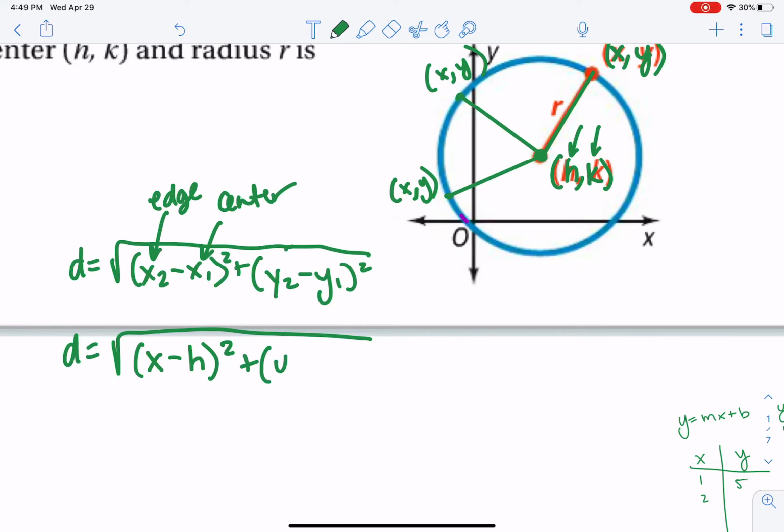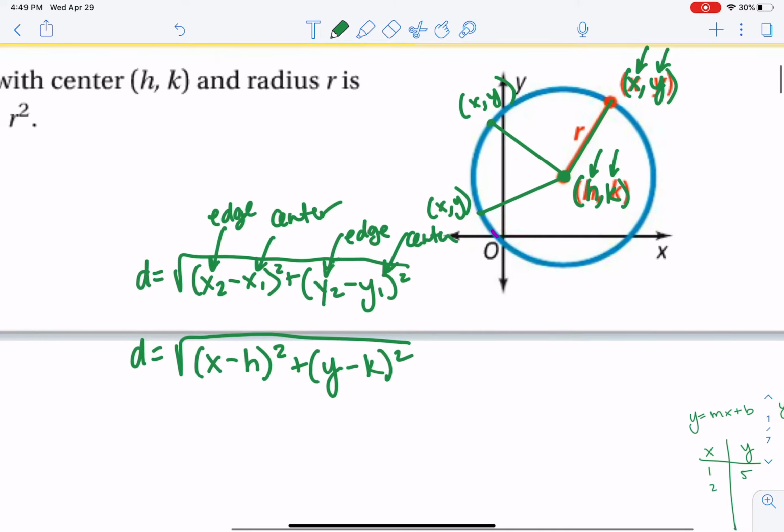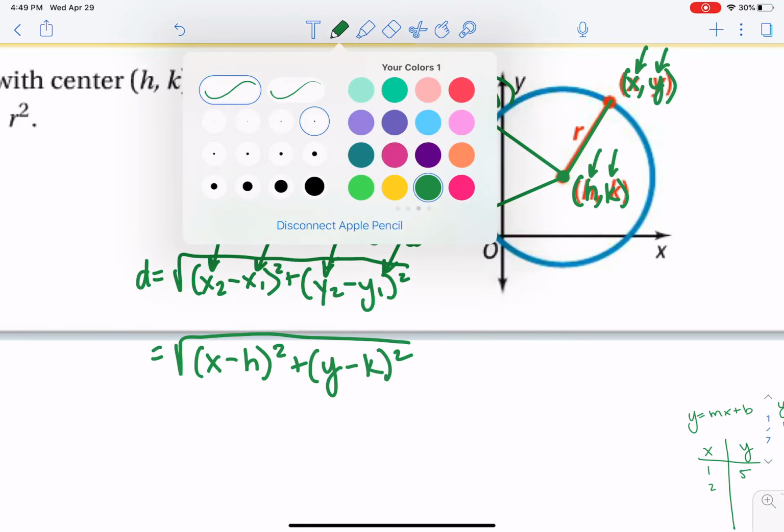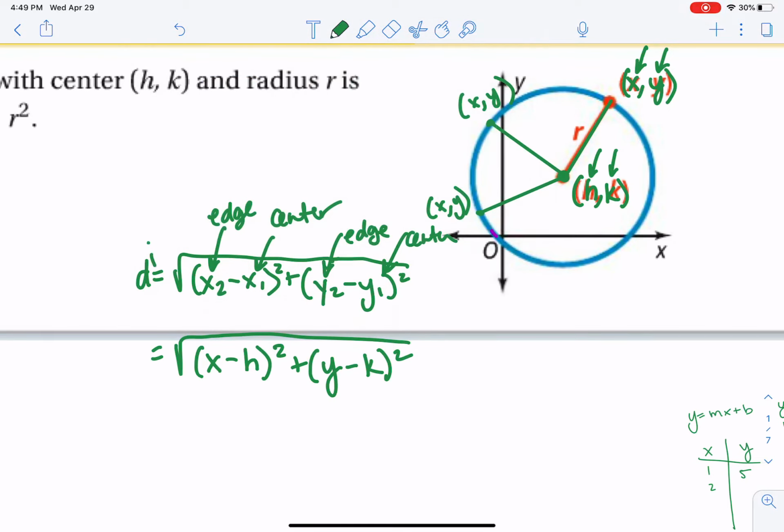And then again, the edge of the circle, the distance from the edge to the center. So k is the center. And that distance, since it is from the center to the edge, is the radius. It's a little confusing because it looks like diameter. So they'll write r for radius instead of d for distance, because people might confuse it with diameter. So this right here is your formula for a circle.